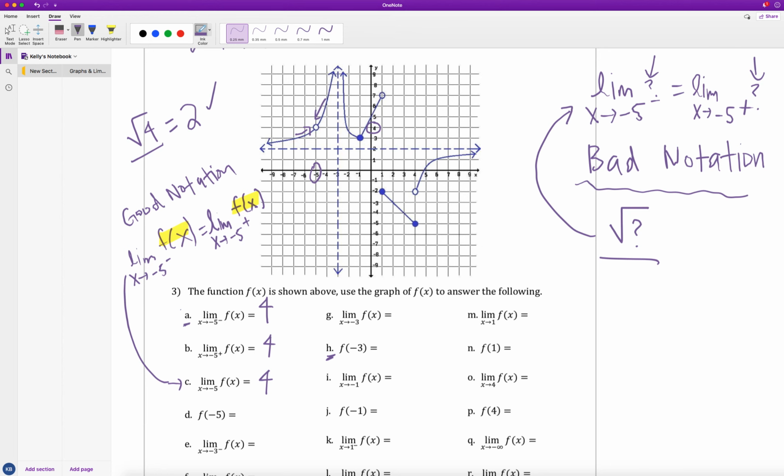Okay, let's check part D. Part D says, what is f of -5? Well, this is not a limit, this is a function value. There is no filled in circle anywhere here, so f of -5 is undefined.